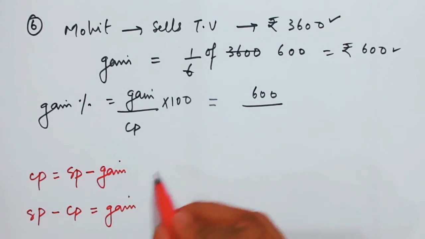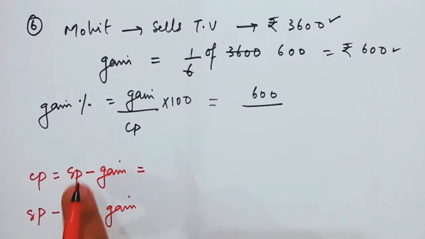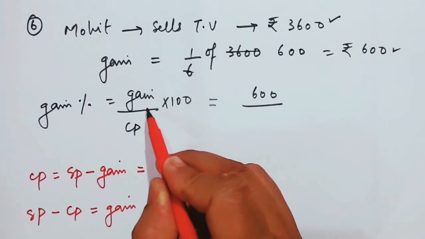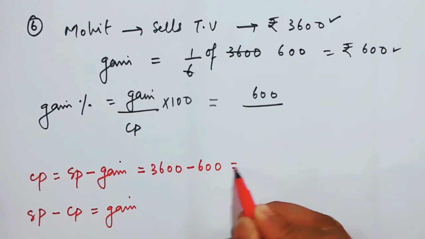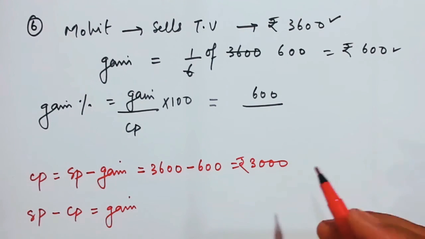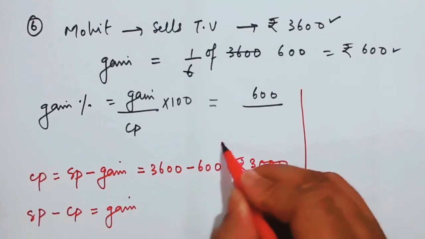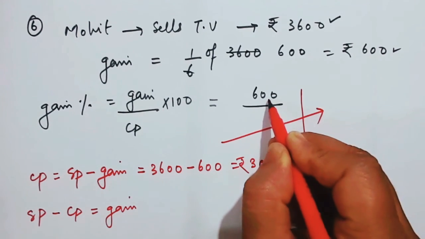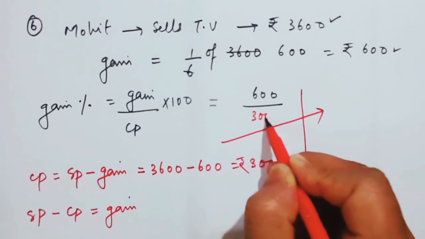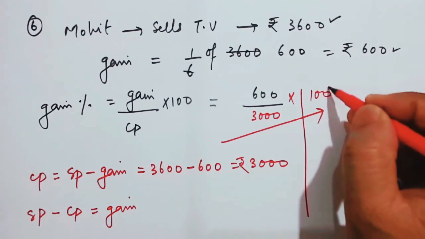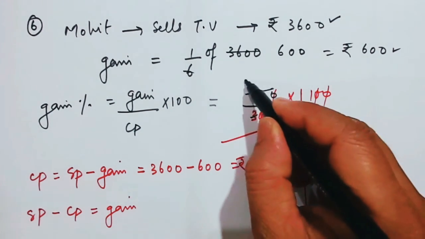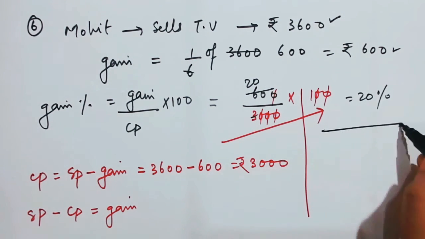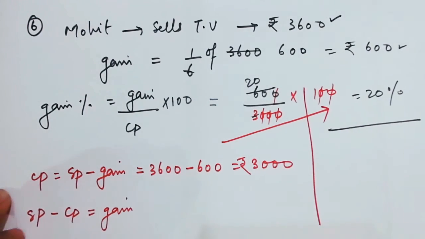So here the cost price will be equal to how much? I should have done this part first. However, I did this in order to make you understand. So selling price 3600 minus 600 is equal to 3000 rupees. Let us put this. So 600 by cost price, which is 3000, into 100. Cancelling zeros, and 3 2s are 6, so it is 20 percent. Simple, nothing to it. It's not halwa.